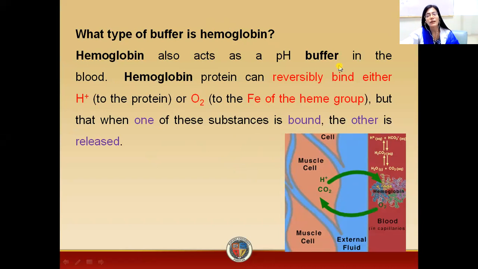So hemoglobin acts as a pH buffer in the blood. Hemoglobin protein can reversibly bind with either hydrogen ions or oxygen. But when one of these substances is bound, the other will be released. If there is binding of hydrogen, there will be no binding of oxygen. If there is binding of oxygen, there will be no binding of hydrogen ions.